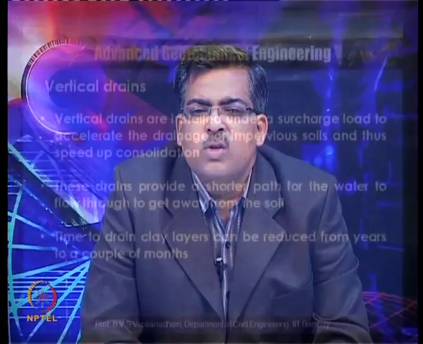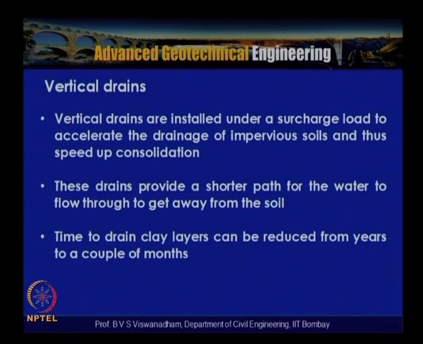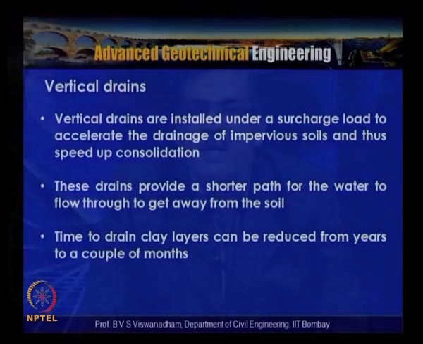The vertical drains are installed under a surcharge load to accelerate the drainage of impervious soils and thus speed up the construction. Generally, the vertical drains are placed along with the preload or pre-compression. The two go with each other. First, on the site, the drainage blanket needs to be placed, which also serves as a restoration layer, an access layer for the site to maneuver the rigs and all. Then through that the vertical drains are installed.